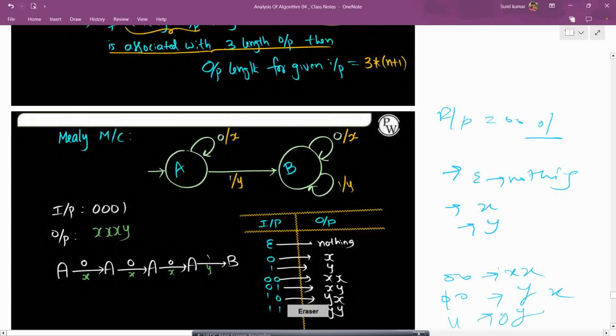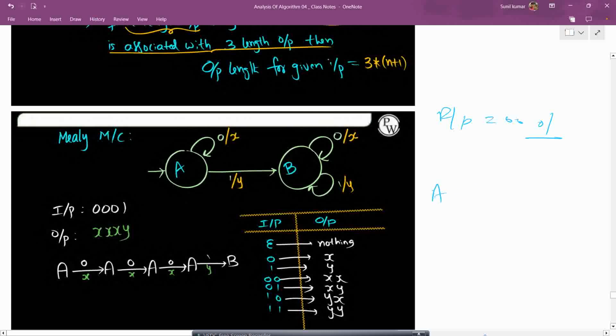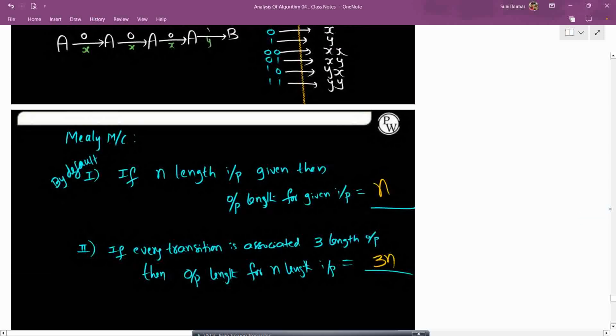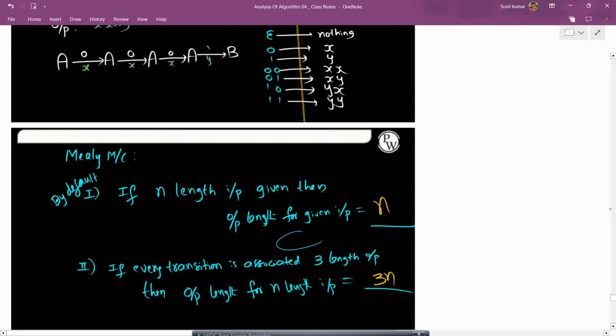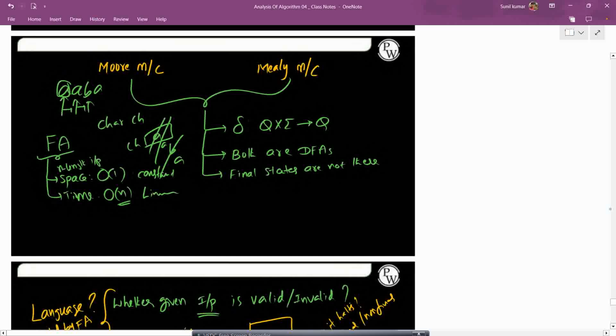For this input, initially we are at this state. On getting 0, the output produced is 1, always. When we get 1 here, we go to b, and the output is y only. This is the output in Mealy machine. This is how it works in Moore machine and Mealy machine.